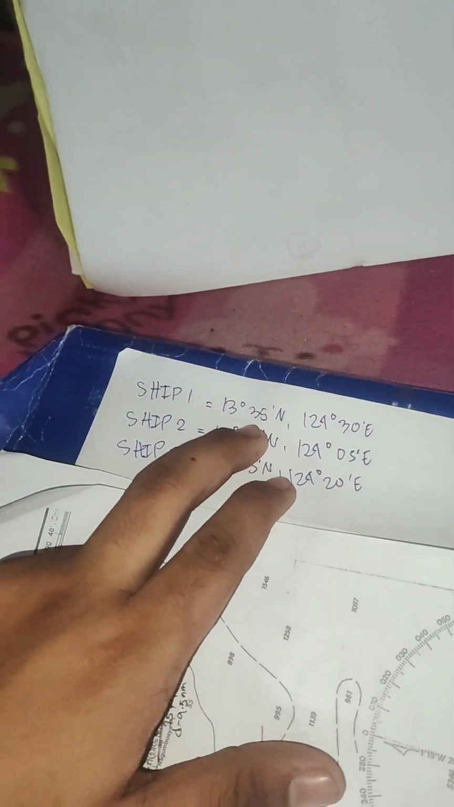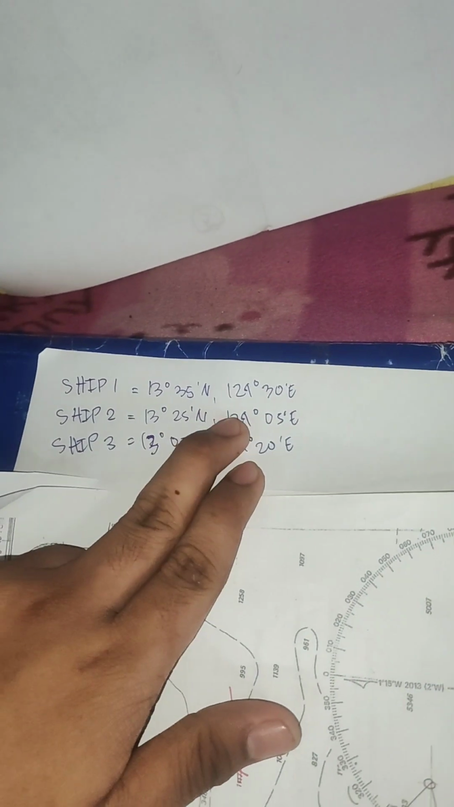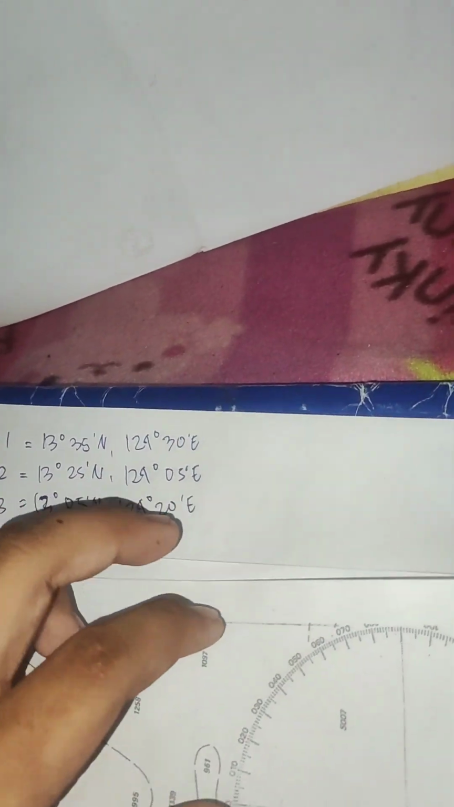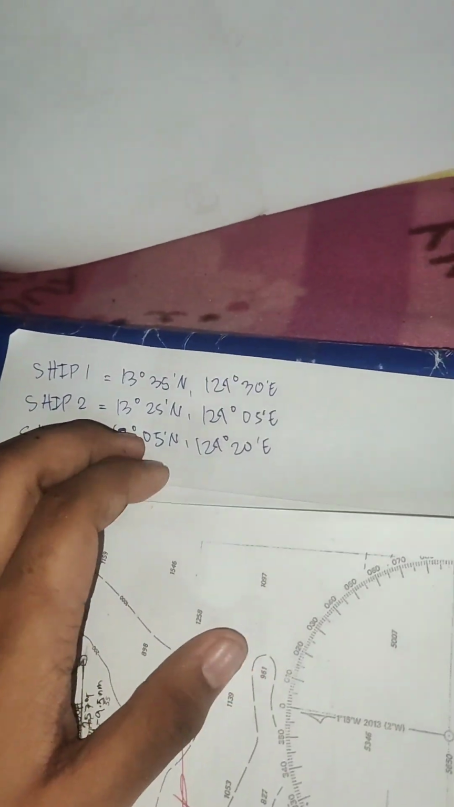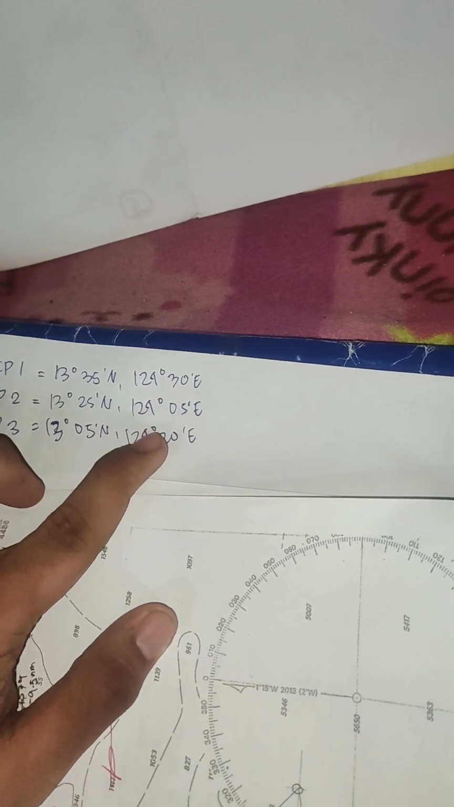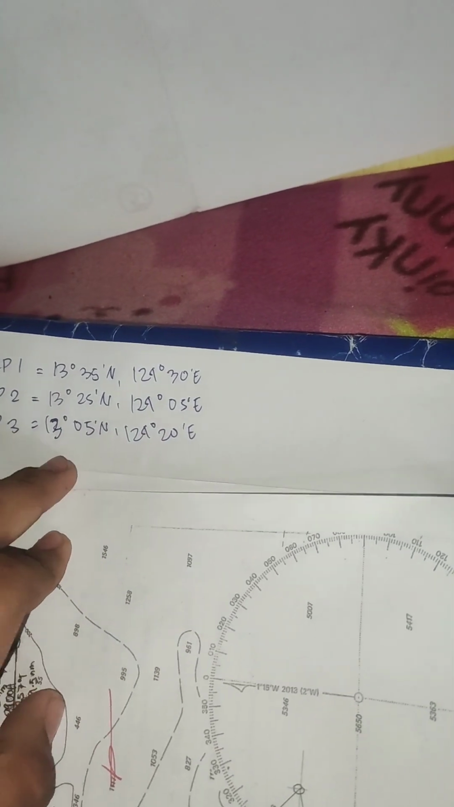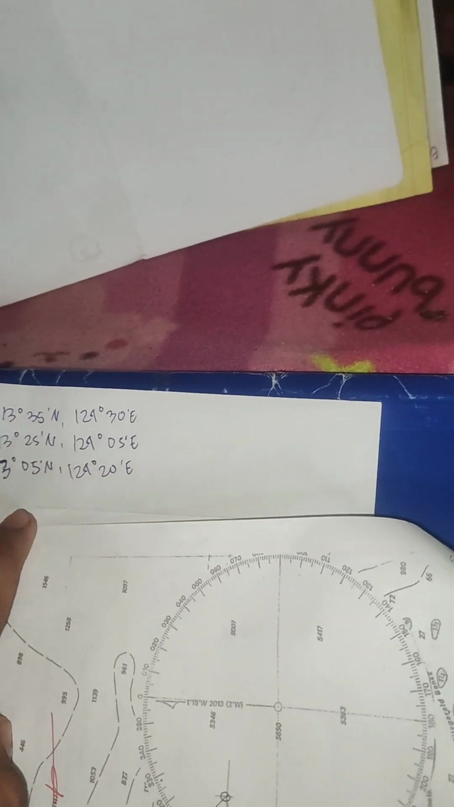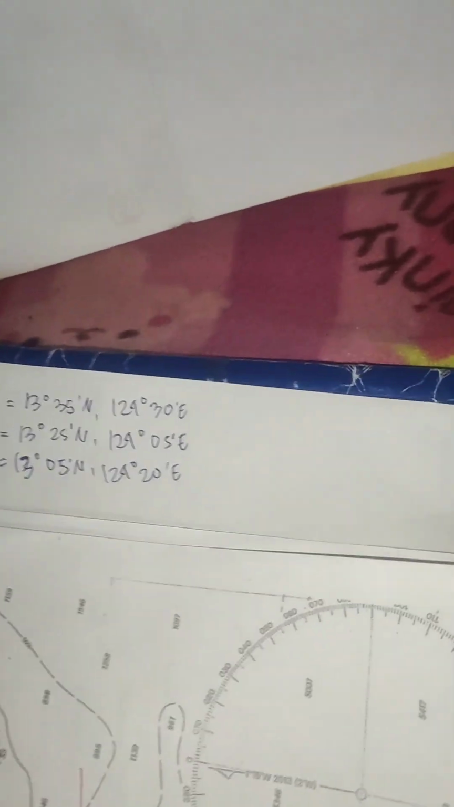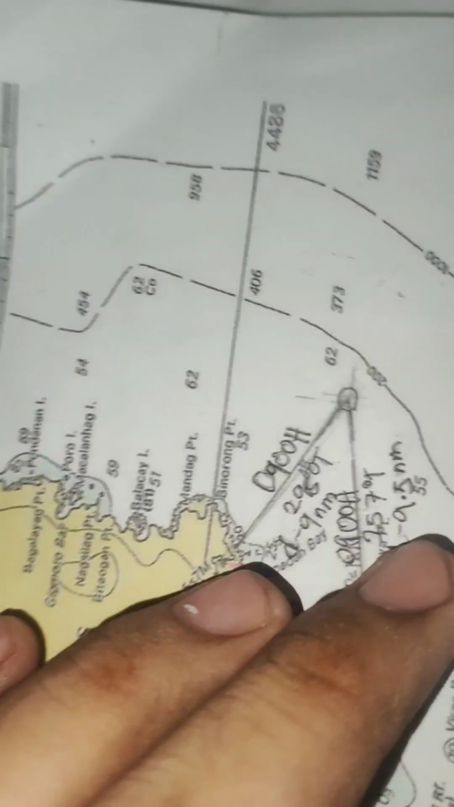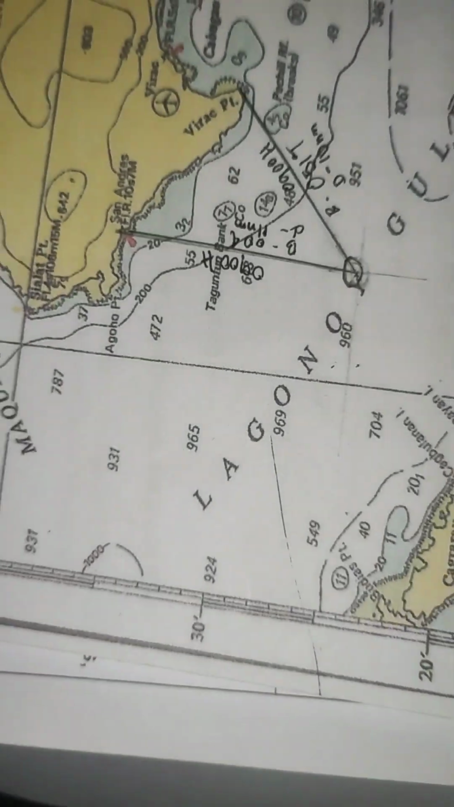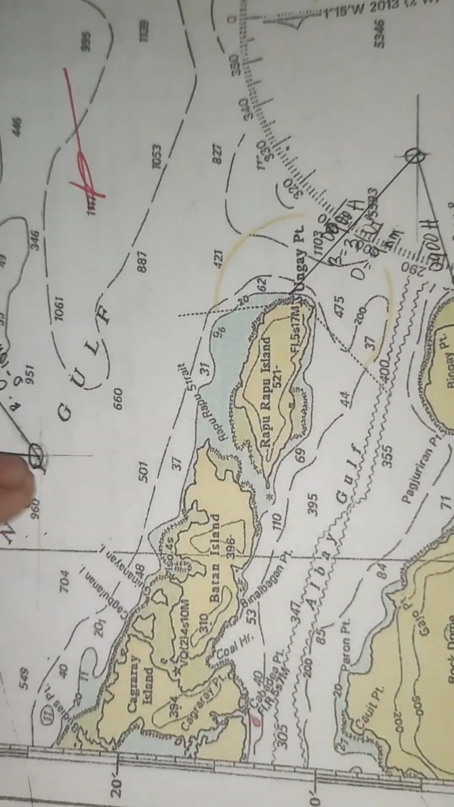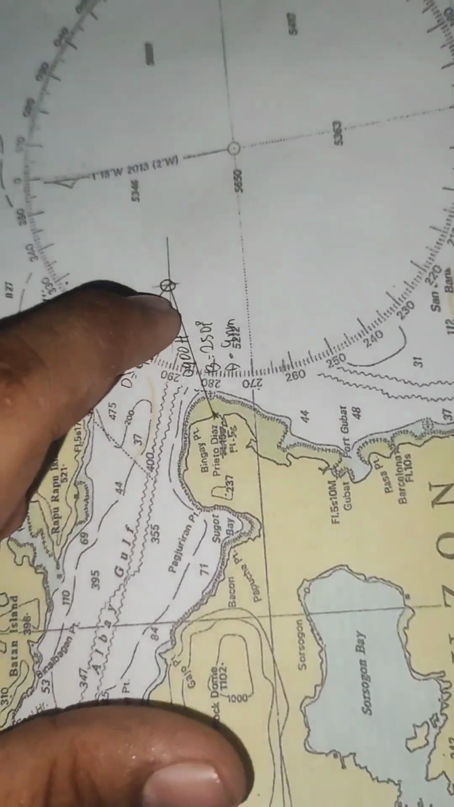Find the bearing and the distance. Ship 1 is at 13 degrees 35 minutes north, 124 degrees 30 minutes east. Ship 2 is at 13 degrees 25 minutes north, 124 degrees 05 minutes east. Ship 3 is at 13 degrees 05 minutes north, 124 degrees 20 minutes east. So you plot on your Mercator chart: this is waypoint 1 or ship 1, this is waypoint 2 or ship 2, and ship 3 is this.